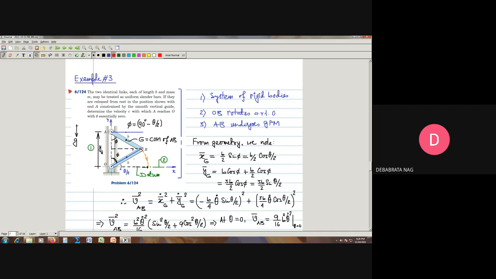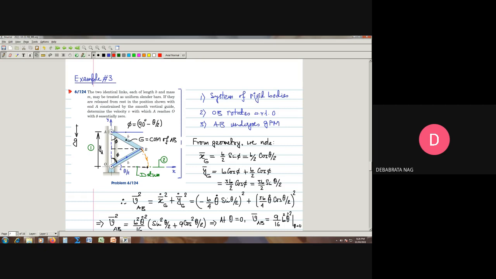If we look at this system in the problem, we see that it is a system of rigid bodies, because we have two bodies interconnected with each other. That's the first observation. Secondly, we note that the body OB is undergoing pure rotation about the point O, which is again non-centroidal rotation. And the link AB, the other rigid body, is undergoing general plane motion.